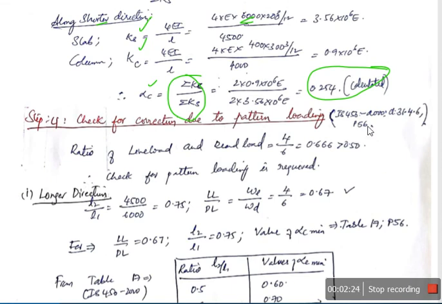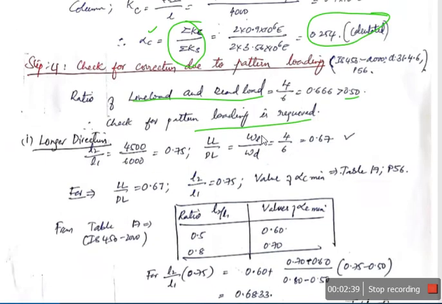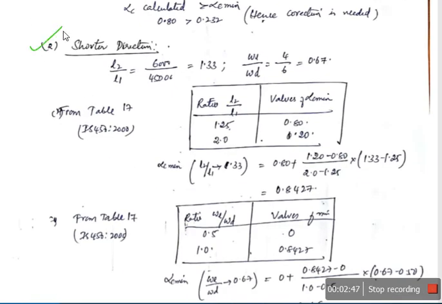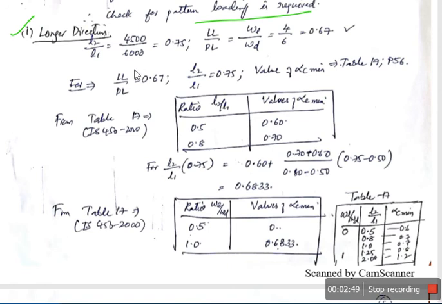Then there is a stipulation saying that if the ratio of live load to dead load is less than 0.50, then the pattern of loading should also be considered, and if it is greater, there is nothing to do. Because we have got a greater value, we have to check the pattern of loading for the longer direction and the same way for the shorter direction. So we need to calculate L2 by L1, where L2 is the shorter direction and L1 is the longer direction panel length.